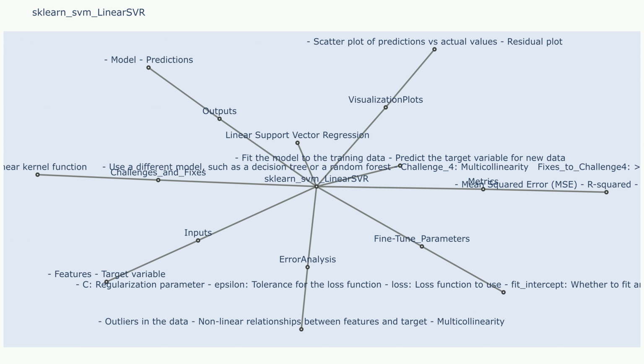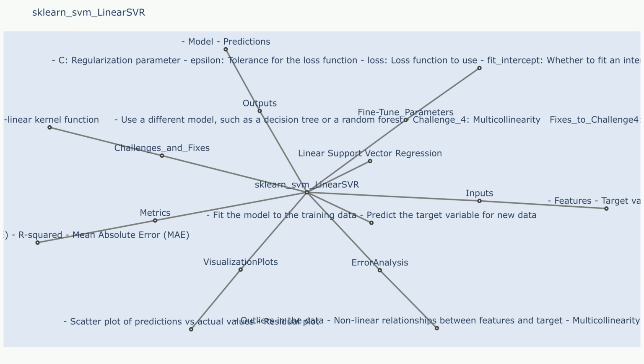Steps. Step 1. Explain in detail data preparation. Prepare your input features X and target variable Y. Make sure the features are numerical and properly scaled for optimal model performance. Step 2. Explain in detail model initialization. Create a linear SVR object. You can set parameters like C for regularization strength, epsilon for the tolerance of the error, and loss to specify the loss function used.